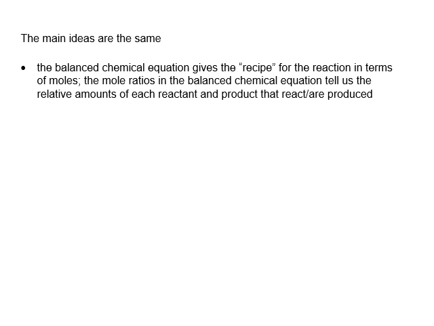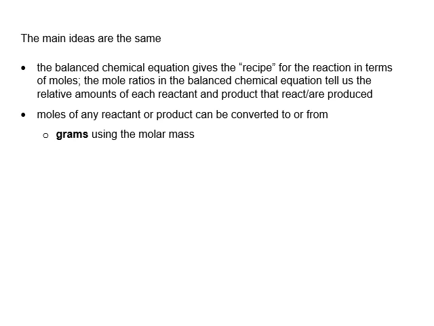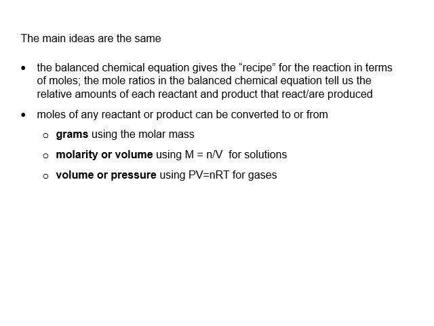The main ideas are the same. The balanced chemical equation gives the recipe for the reaction in terms of moles. The mole ratios in the balanced chemical equation tell us the relative amounts of each reactant and product that react or are produced. Moles of any reactant or product can be converted to or from grams using the molar mass, molarity or volume if it's a solution by using the formula for molarity. Molarity is moles over volume. Or to volume or pressure if it's a gas using the ideal gas law, PV equals nRT.